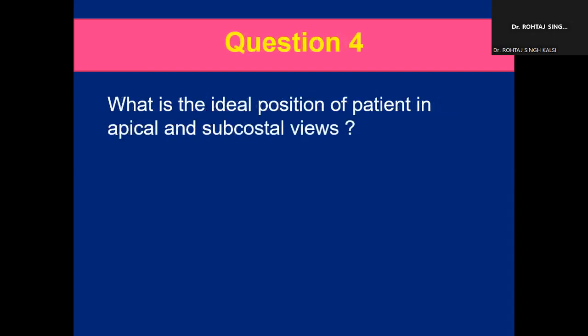Ideal position of patient in apical and subcostal windows, views. Straight position, sir, for the subcostal views. In subcostal view, the patient lies straight with folded legs. Correct. And in apical window? Apical window, turn to the left side. We go to the lateral side of the fourth intercostal. All right. Thank you, Sanika.